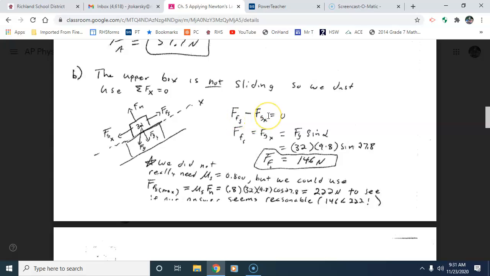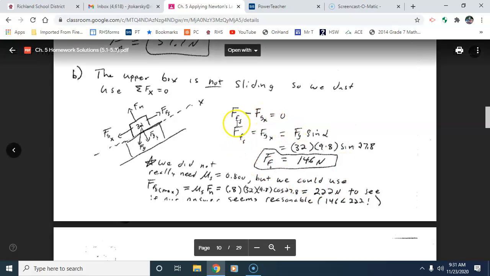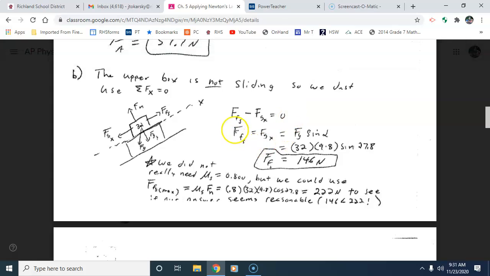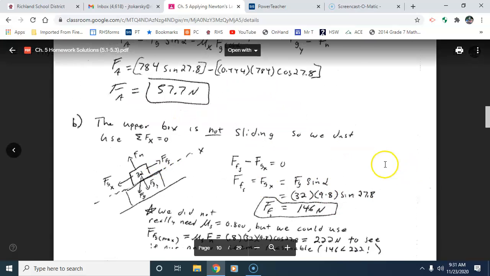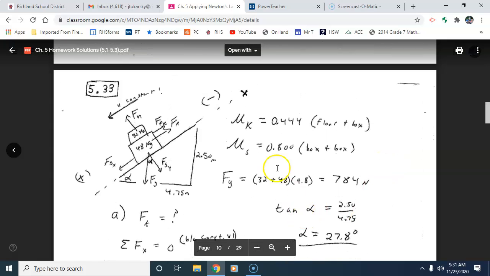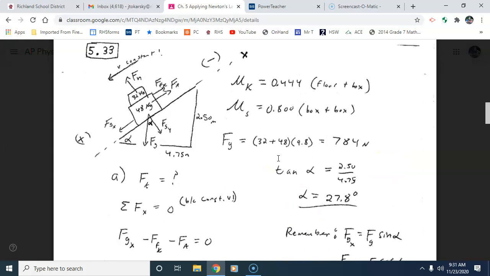And those are the only two forces along the incline. So therefore, flip one to the other side. The static frictional force must balance out and equal the parallel or x component of its own weight. Just 32 times 9.8 times the sine of the angle alpha, and we get 146 newtons. And we already pointed out in our diagram that it points up the incline. But the number they gave us that we really didn't need was 0.8. And here's where we have to be careful.